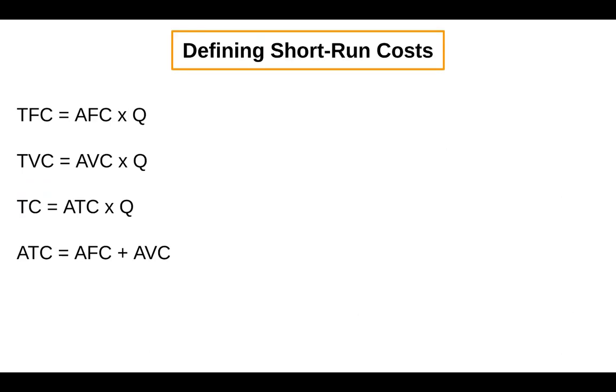And then a few other formulas here just to keep in mind. As you just learned, you can get your totals by taking the corresponding average times Q, and your average total cost can be calculated by adding your average fixed and variable together.